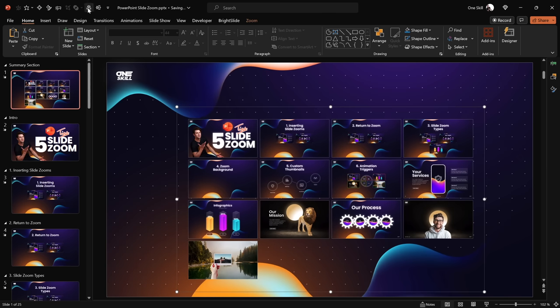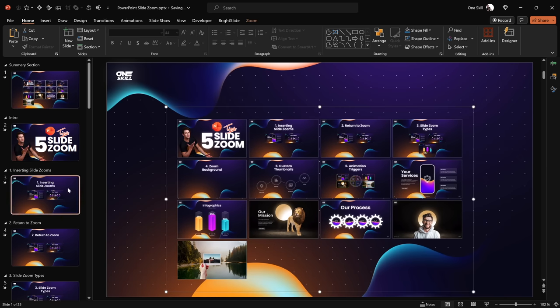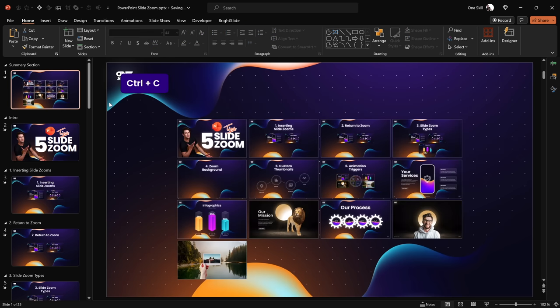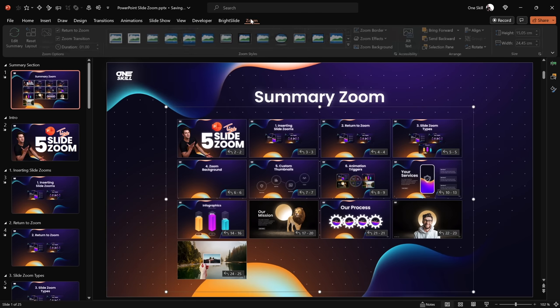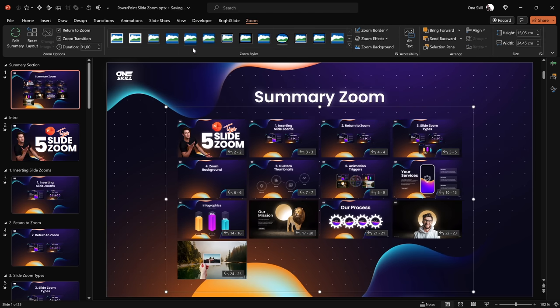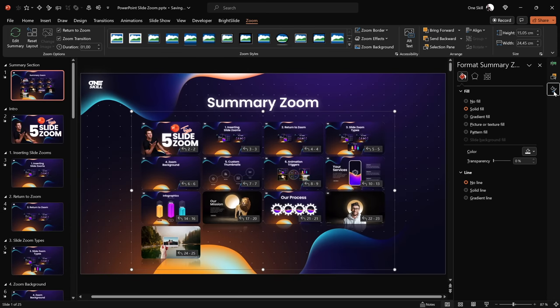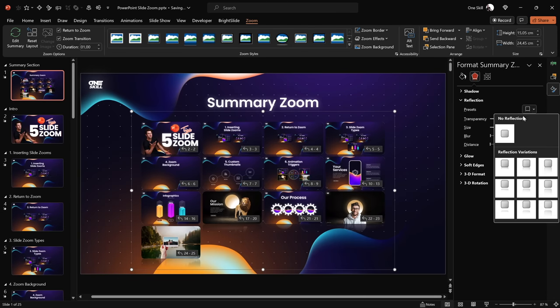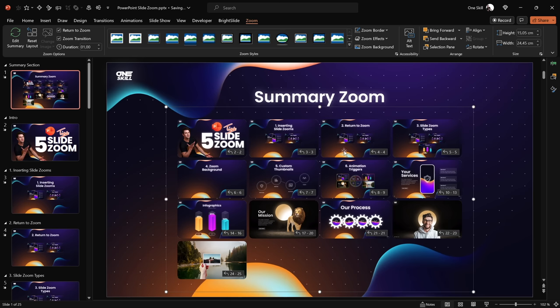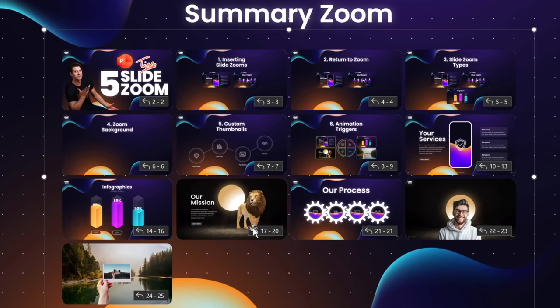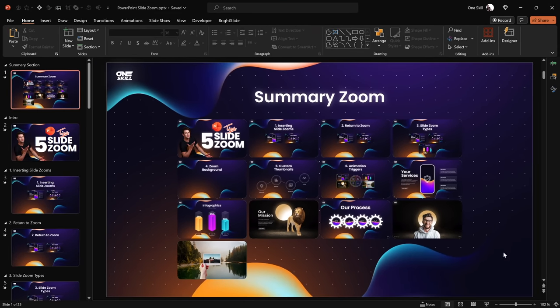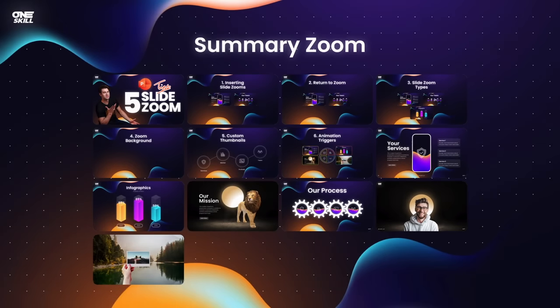Next, let's make sure that the summary zoom is nicely aligned to the center of the slide. Next, let me quickly insert a slide title and type in summary zoom. Once again, let's select all of those beautiful section zooms, remove the zoom border and add those beautiful rounded corners. I'll turn off the reflections as well. Okay, and here we have a nice looking summary zoom, and as you can see, some of those sections have just a single slide, but some of those sections have a couple of slides. So let's give it a try and see how this summary zoom works.